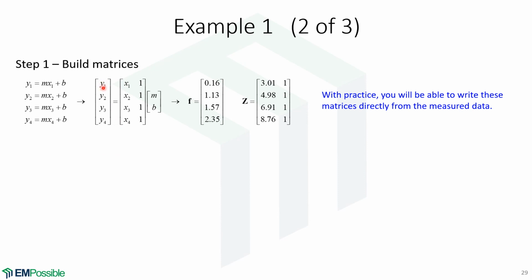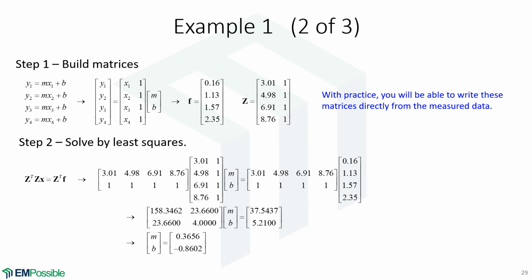So we have our measured values of Y, we have our two unknowns, M and B, and here's our values of X1, and then there's just ones multiplying these B's, so we just have a column of ones here. So our F, if you will, from what we've been talking about, is our column vector of Y values, and this matrix with the X's in it is our Z matrix.